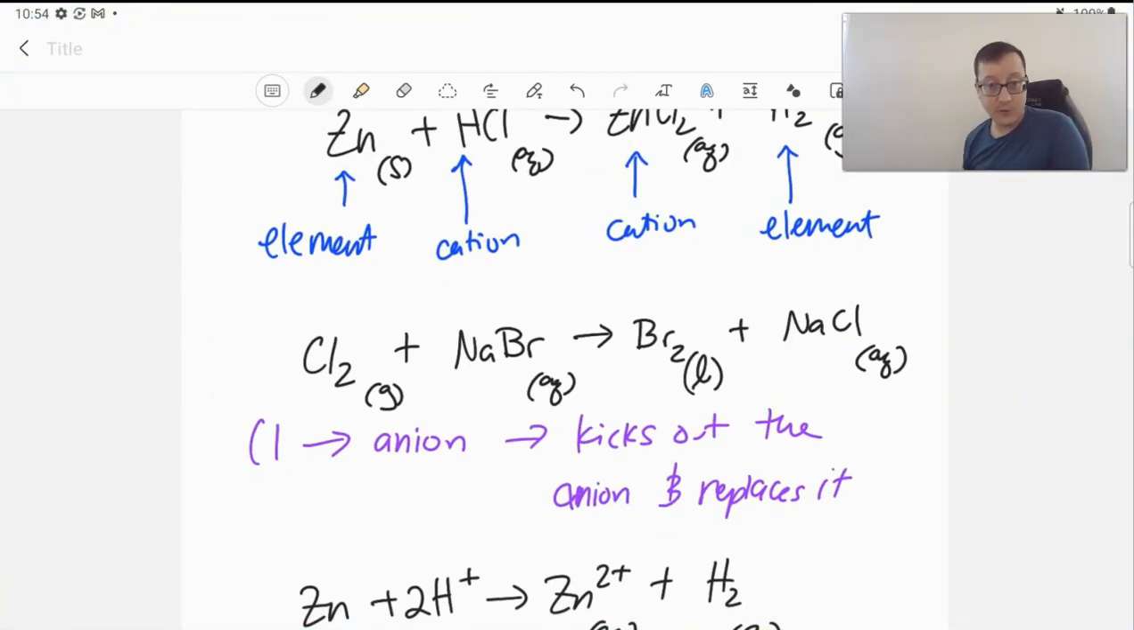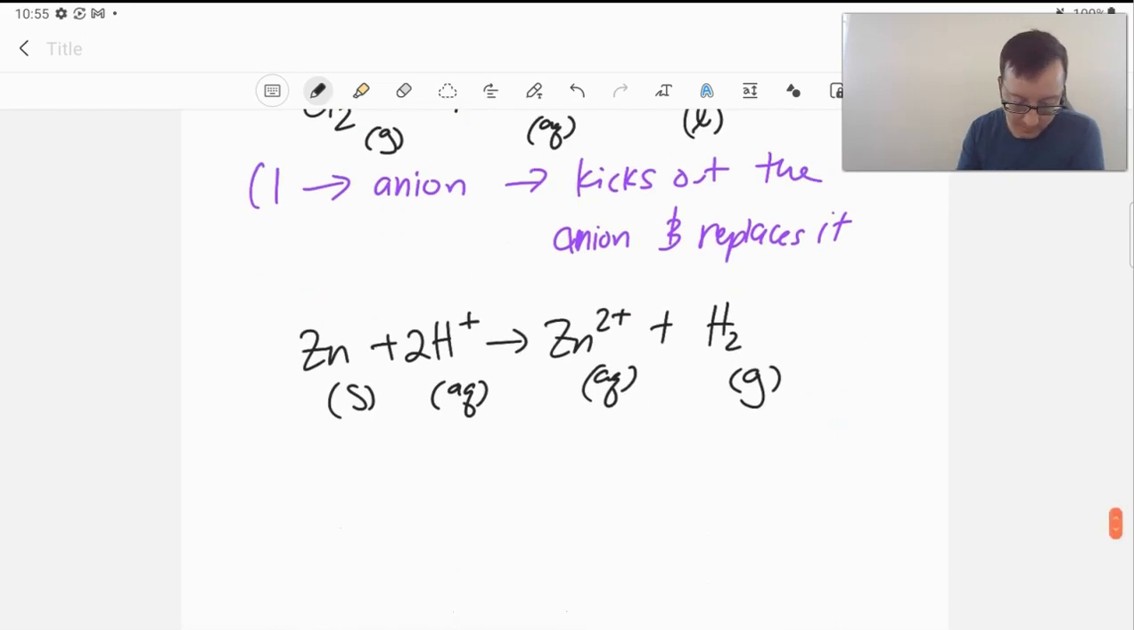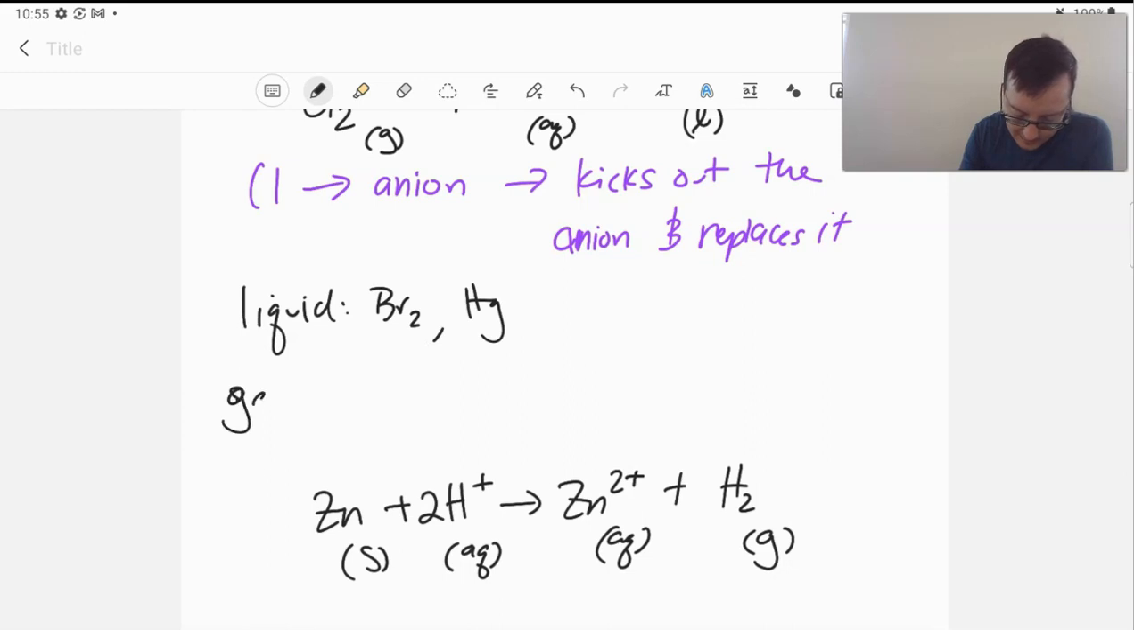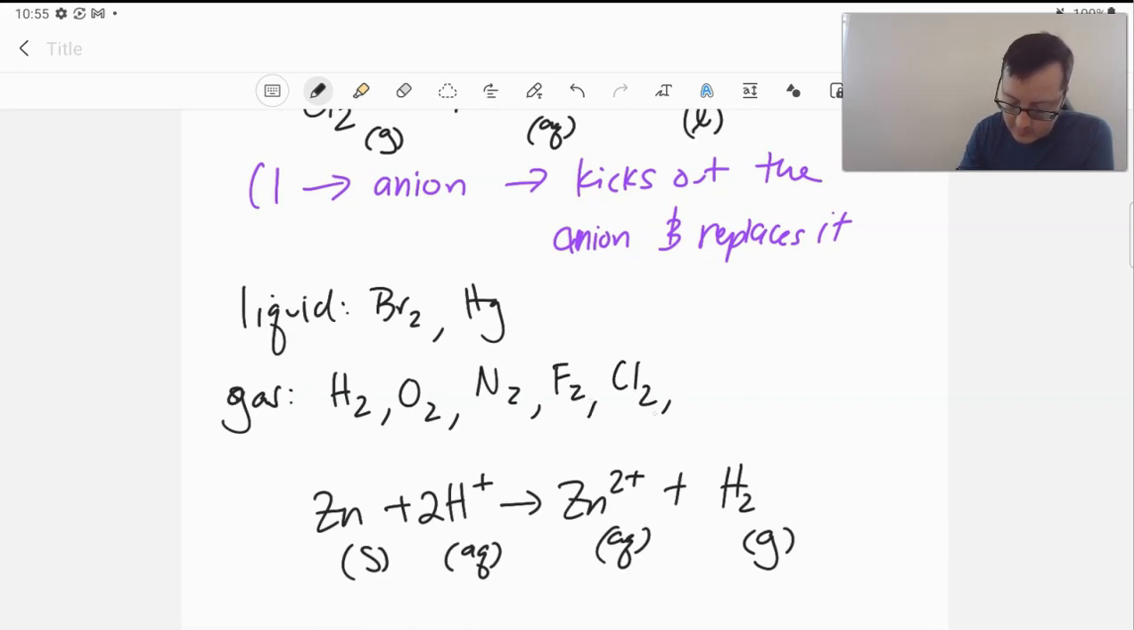Your periodic table, if you find one, should have mercury and bromine as liquid, and hydrogen, oxygen, nitrogen, chlorine, and all the noble gases as gases. So I'll just write this out because apparently my periodic table doesn't show that. And we'll take a look at that ionic equation bit right after this. So note, liquid would be Br2 and mercury. Gas will be hydrogen, oxygen, nitrogen, fluorine, chlorine, and noble gases.